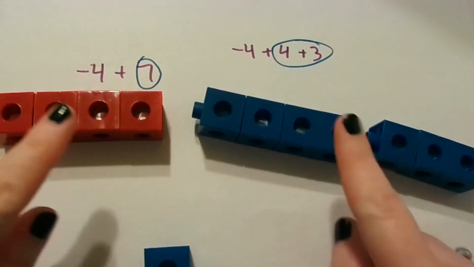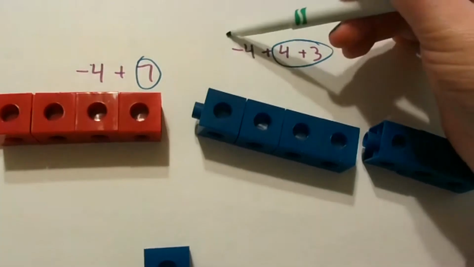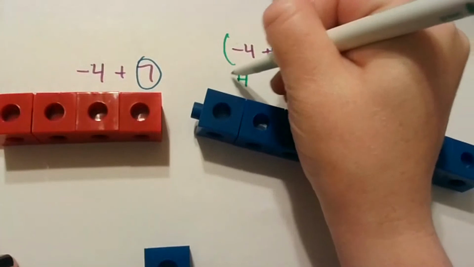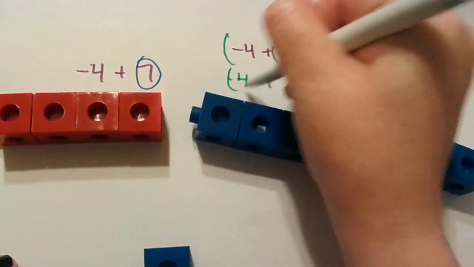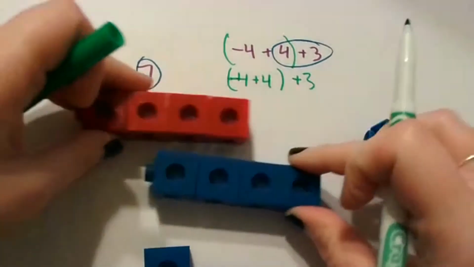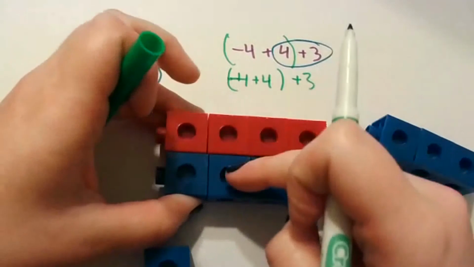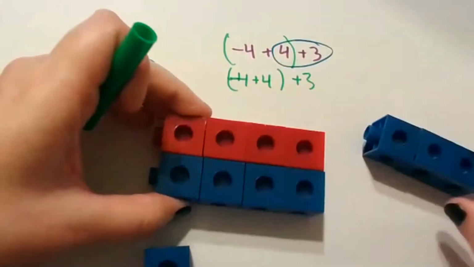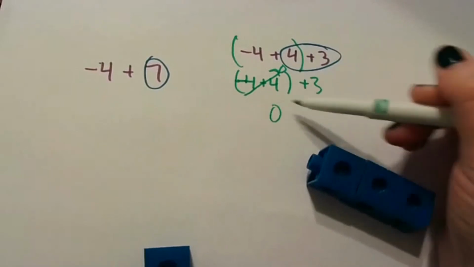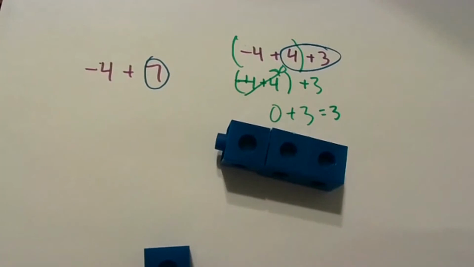Now, with the -4 and the +4, I can use the associative property and group them together. When we do -4 plus 4 plus 3, that -4 plus 4, we put them together. -1 and +1, -1 and +1, -1 and +1. These zero out. We take them away. This zeroes out. We are left with 0 plus 3, or just that +3.